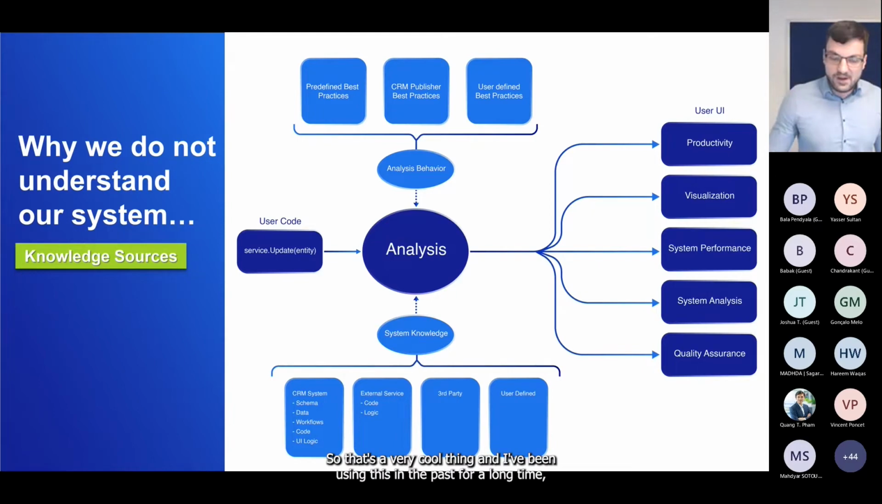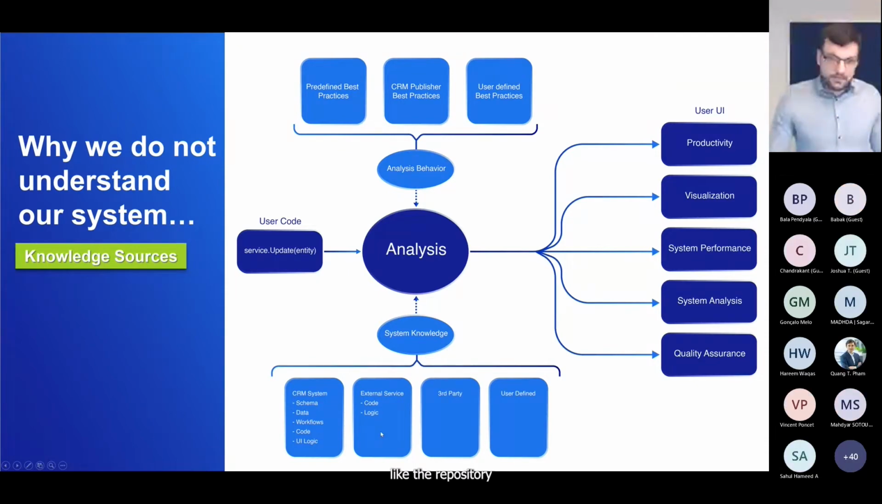So that's a very, very cool thing. And I've been using this in the past for a long time now for testing purposes, of course. And I saw that it's pretty amazing. So this is why we would like to continue going this way. And of course, we also take into consideration external systems like the repository, components defined in Azure, third-party things and stuff like that. So at the end, we basically take that information and provide different things like productivity. Of course, this is something like IntelliSense, but also visualization.